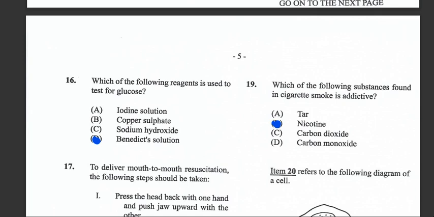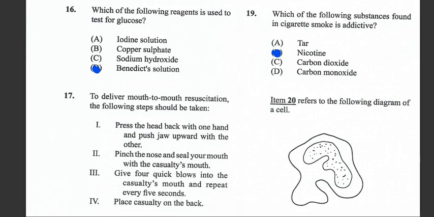Alright, number 16 says which of the following reagents is used to test for glucose? We are talking about the Benedict's solution. So the Benedict's solution is used to test for glucose.